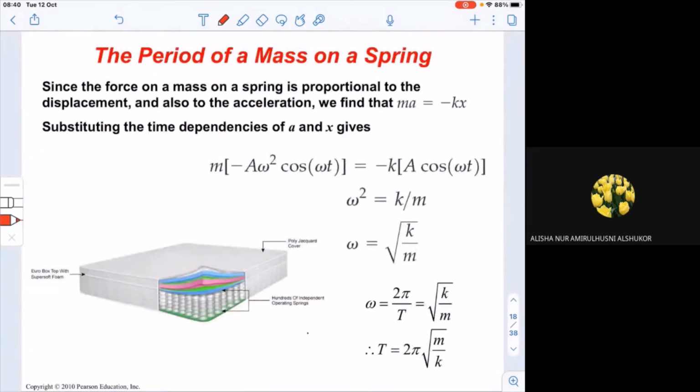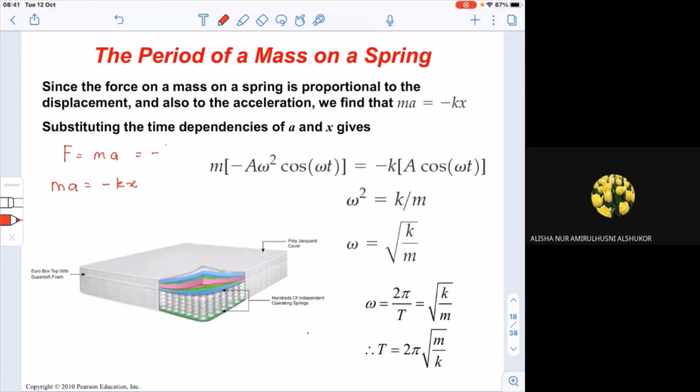Okay, so let's look at the next part, which is the period of a mass on a spring. We want to know the period of a mass on a spring system. Let's start with the first thing that comes up when it comes to mass and spring: it starts from F equals ma. When you put the spring into the force, we can say that ma is equivalent to F, and F is also known as negative kx.